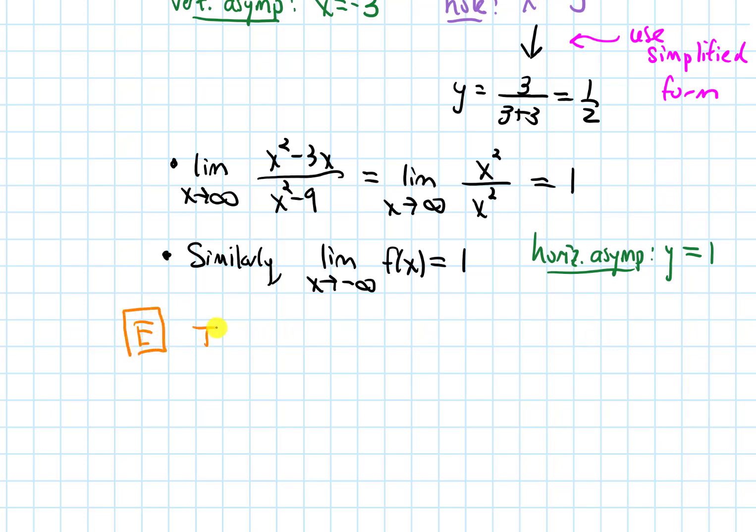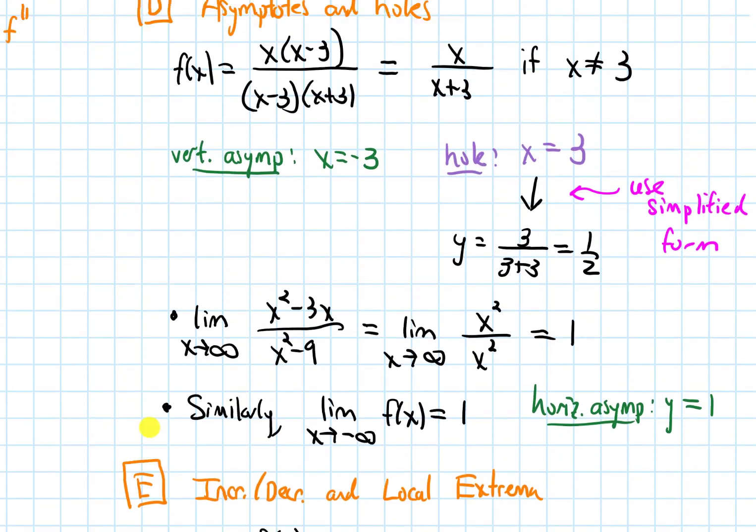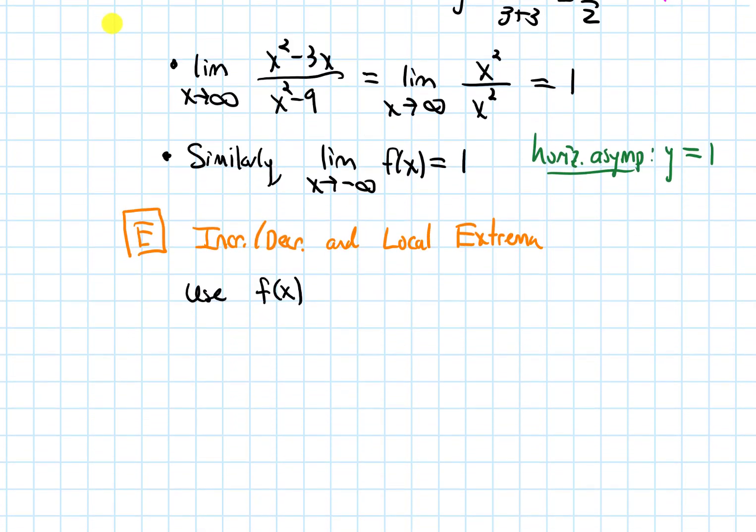All right, we are on to the next step. Now we need to find where this function is increasing and decreasing, and where the local extrema are, the local mins and local maxes. For this, I'm going to use my original function, and I'm going to have to take its derivative. It's going to be helpful if I use the simplified form, because it's just easier to take the derivative of the simplified form. So my function was x over x plus 3, with the domain restriction that x is not allowed to be equal to 3.